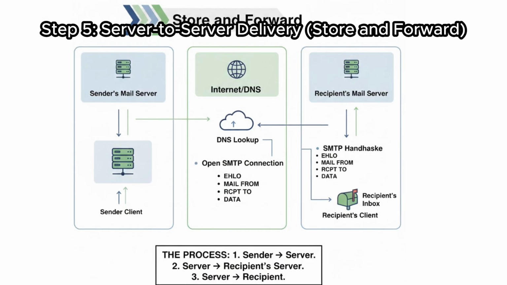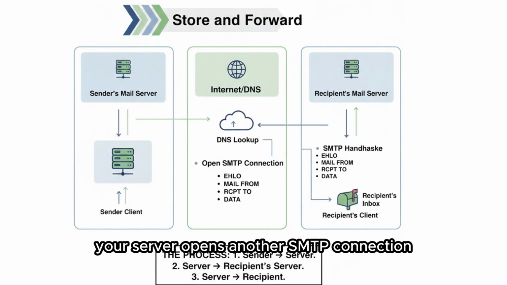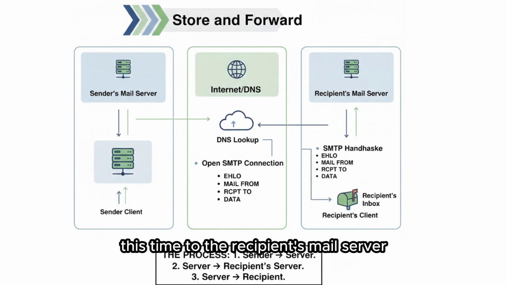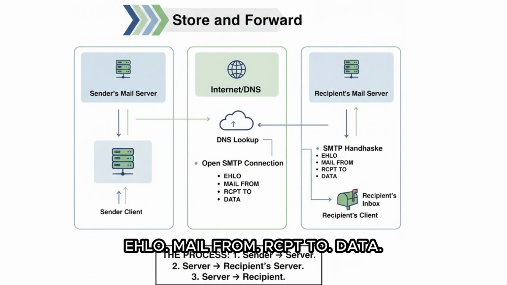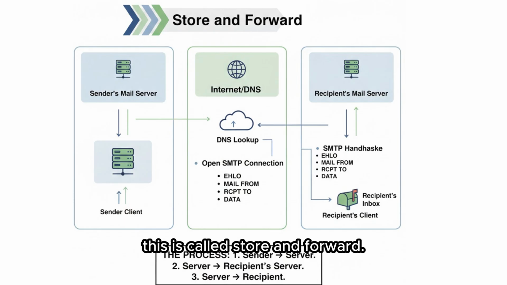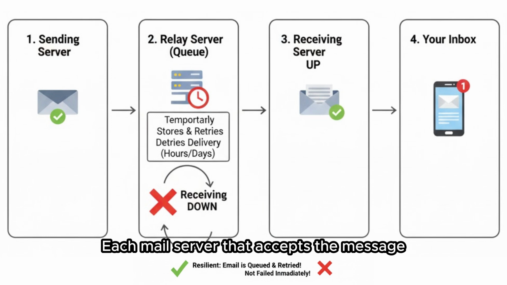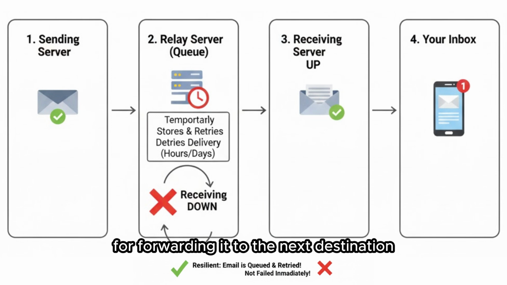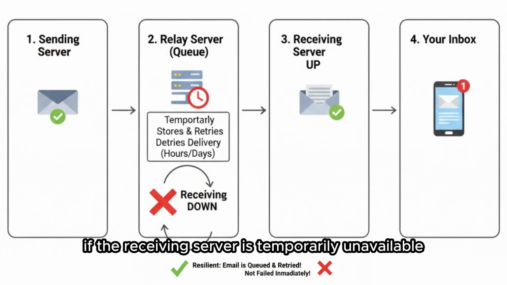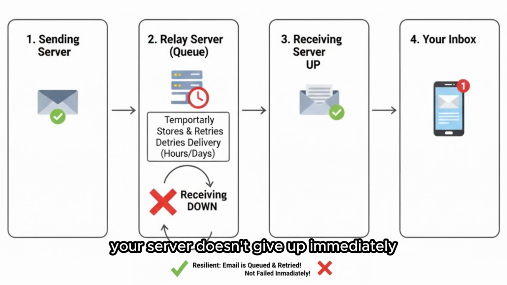Step 5. Server-to-server delivery, store and forward. Your server opens another SMTP connection, this time to the recipient's mail server. They perform the same SMTP handshake, EHLO, mail from, RCPT TO, data. This is called store and forward. Each mail server that accepts the message temporarily stores it and takes responsibility for forwarding it to the next destination. If the receiving server is temporarily unavailable, your server doesn't give up immediately.